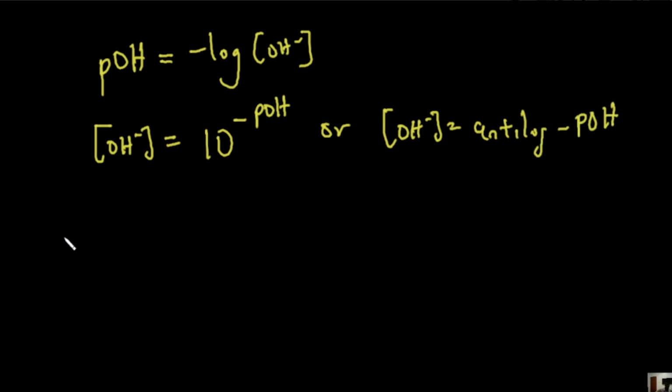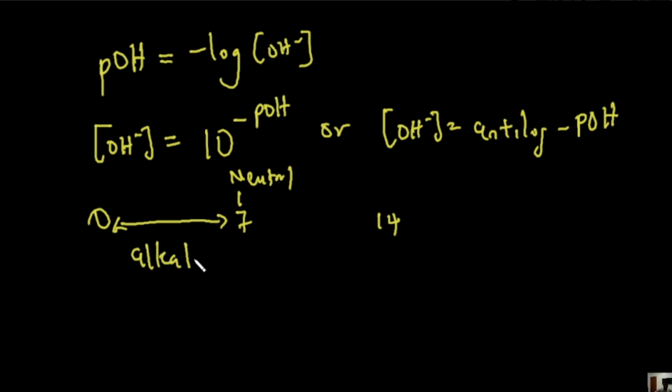Having said this, the next thing to note about the pOH scale is that just as the pH scale, it ranges from 0 to 14. At 7, if the pOH is 7, it is neutral. Now, it is the opposite. From 0 to less than 7 is alkaline. From above 7 to 14 is going to be acidic. So it's like the opposite of pH.